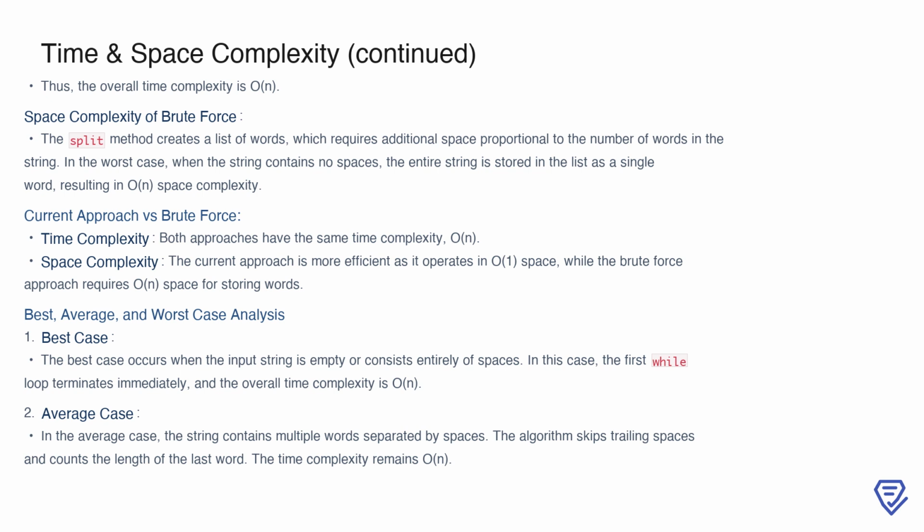Now, let's break down the best, average, and worst-case scenarios for our solution. In the best case, the string is empty or consists entirely of spaces. Here, the first while loop terminates immediately, and the overall time complexity is O(n). In the average case, the string contains multiple words separated by spaces. The algorithm skips the trailing spaces and calculates the length of the last word, and the time complexity remains O(n), as the algorithm processes each character at most once.